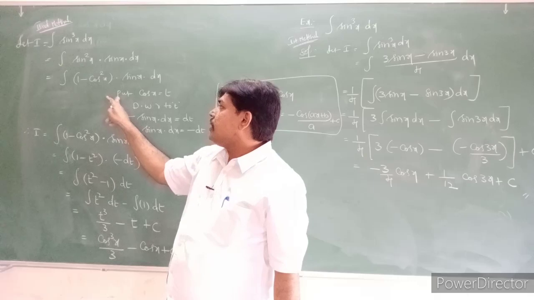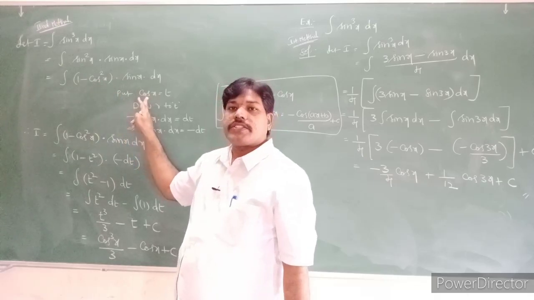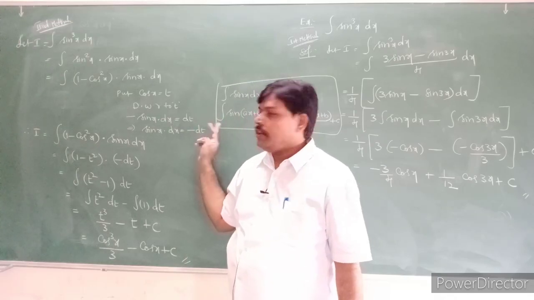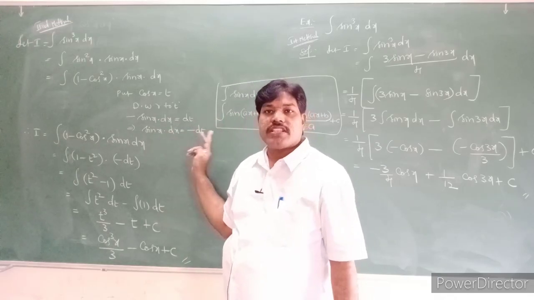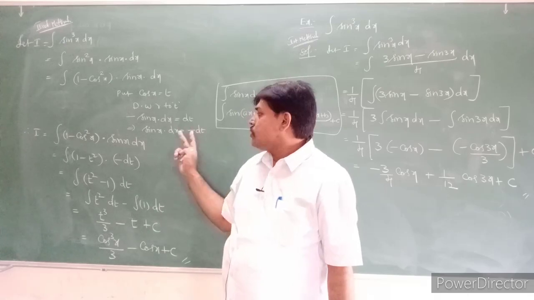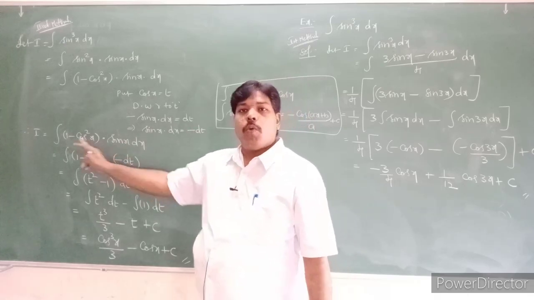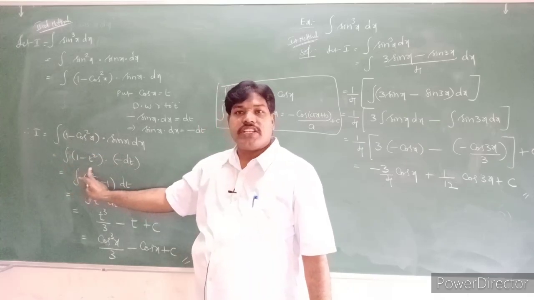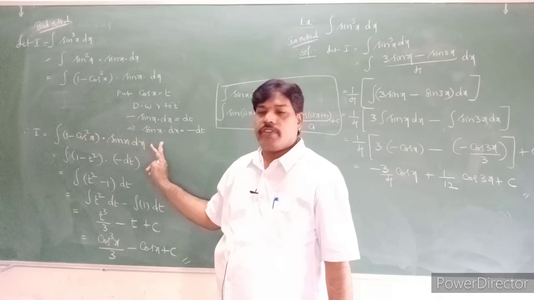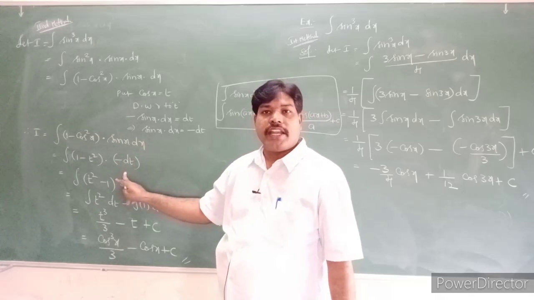So what I am taking here, cos x is equal to t. Cos x derivative is minus sin x into dx is equal to dt. So sin x into dx value is minus dt. So substitute this value in the problem. 1 minus t square into sin x into dx, and sin x into dx value is minus dt.